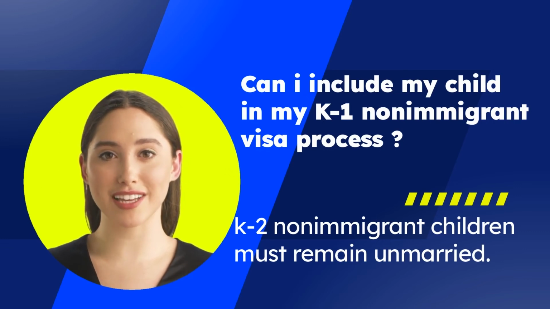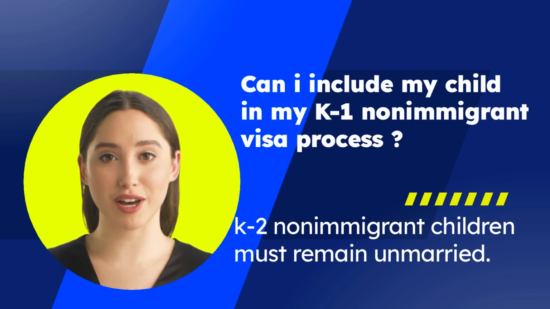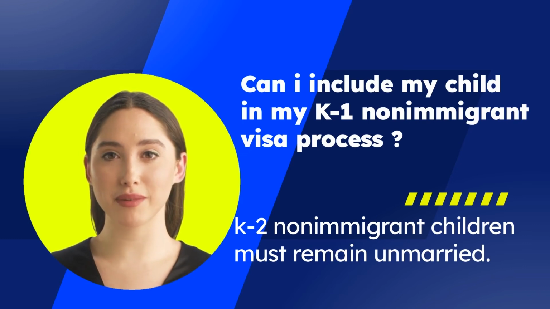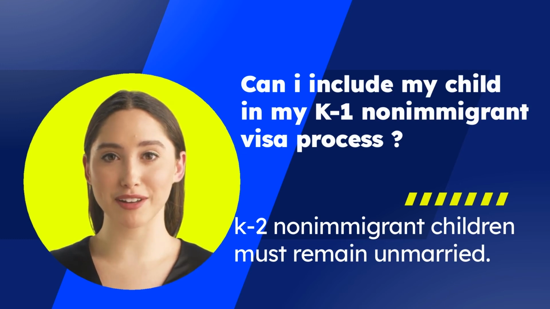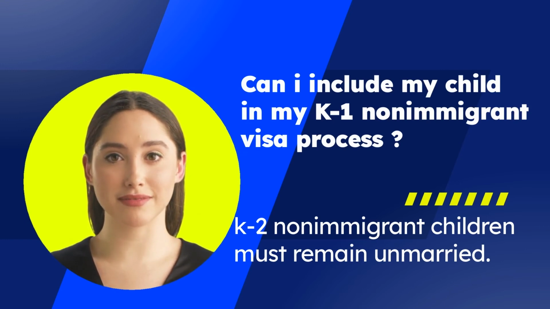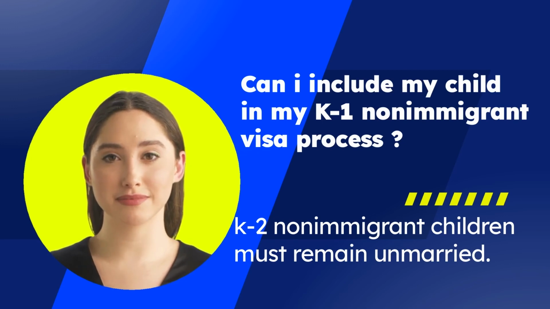If you and your fiancé married within 90 days of your fiancé's admission into the U.S., your fiancé's children who were admitted as K-2 non-immigrants may also apply for a green card by filing Form I-485 with USCIS. However, K-2 non-immigrant children must remain unmarried in order to be eligible for a green card. K-2 non-immigrant children should apply for a green card at the same time or after your fiancé.